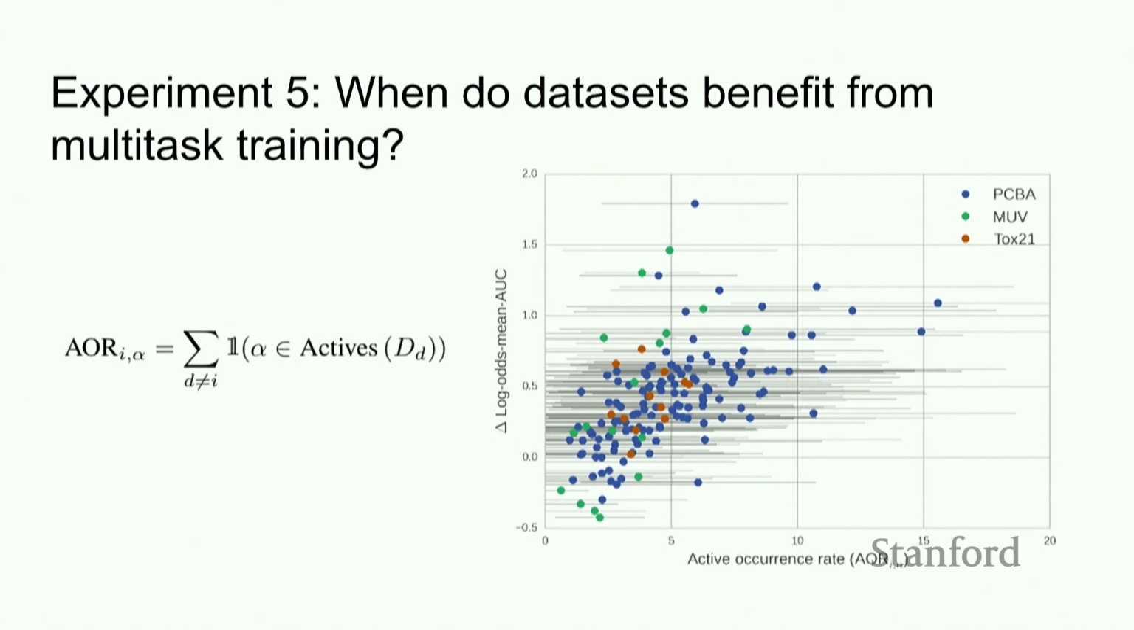And as you can see, this graph shows what the active occurrence rate is versus how much it helps the specific task for doing multitask learning. And while it's a very noisy graph, you can see there's clearly a positive correlation between what the active occurrence rate is and how much it helps to do multitask learning.